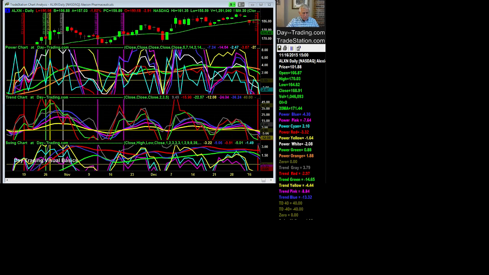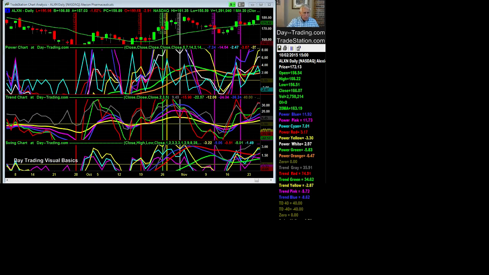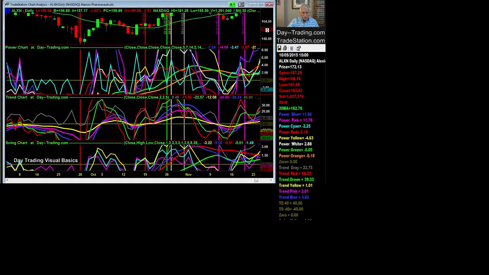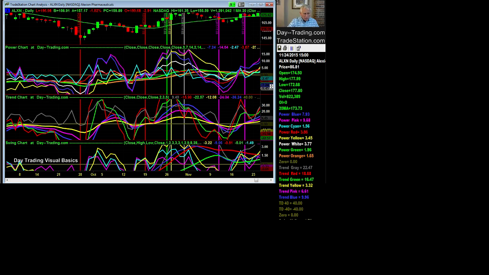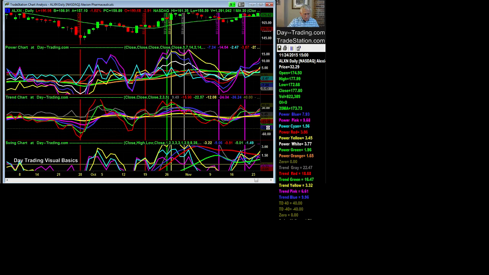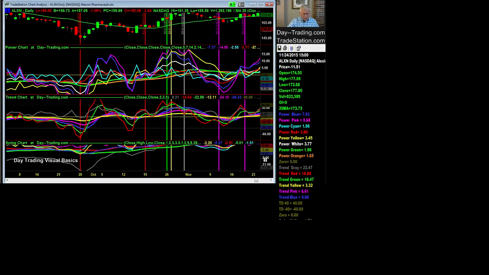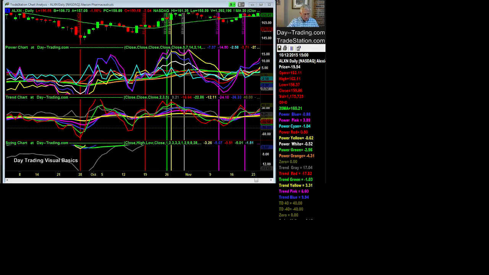I'm going to move us down here a little bit to another place that I want to talk about briefly before I end this video, and that is in this area right here. You have an indicator. Trend red is at the bottom. You also, if you go into the swing chart, you have the swing red, the swing gray is still going down.